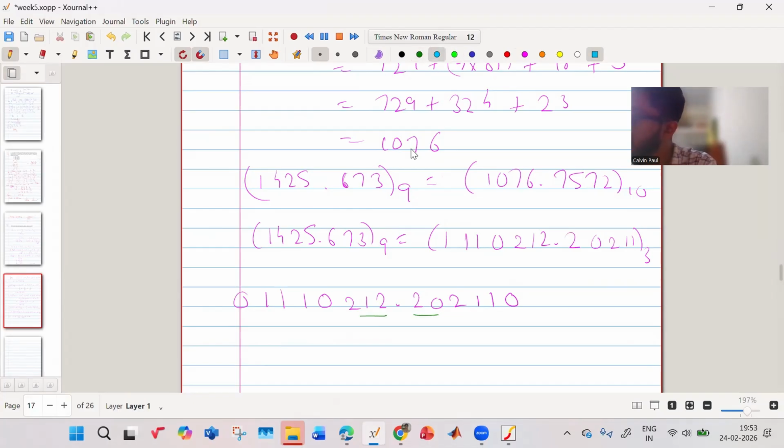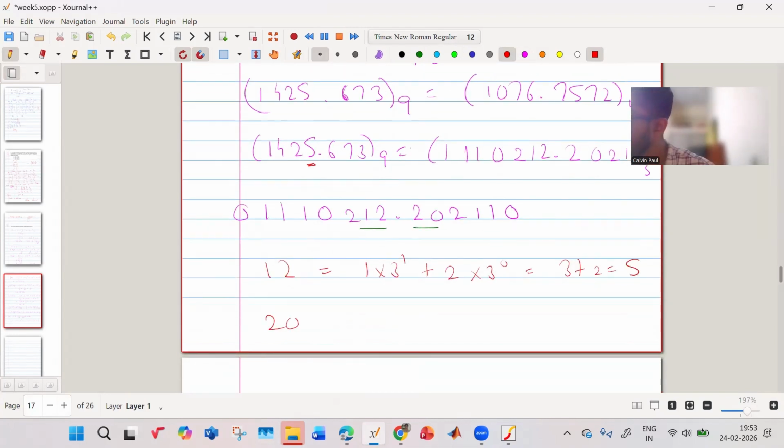So we have 1, 2. 1, 2, what does it mean? It means 1 into 3 to the power 1 plus 2 into 3 to the power 0. That becomes equal to 3 plus 2, that becomes equal to 5, which is this 5, right? Similarly, 2, 0 actually is 2 into 3 to the power 1 plus 0 into 3 to the power 0. So that is 6, which is this 6.